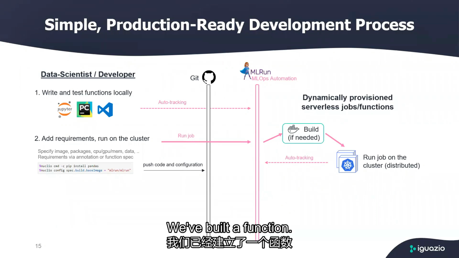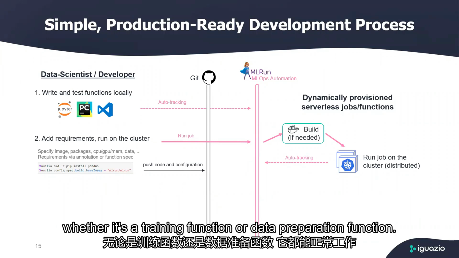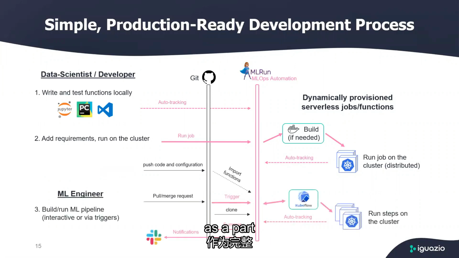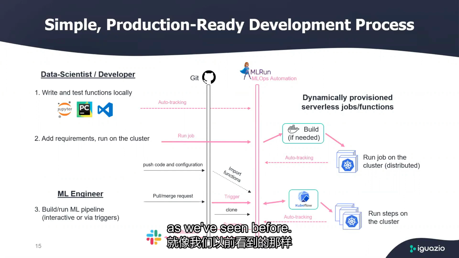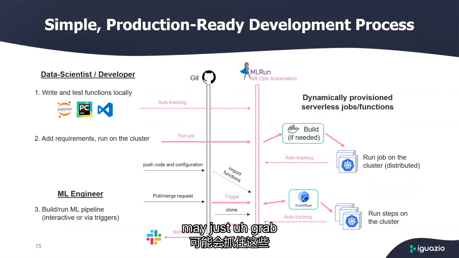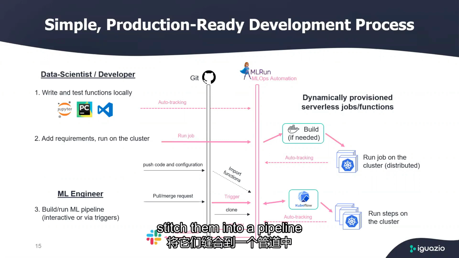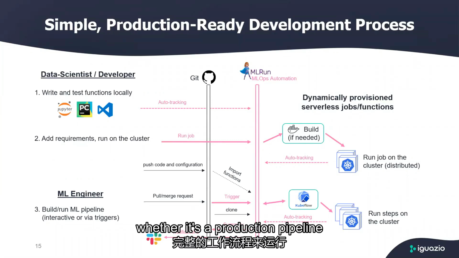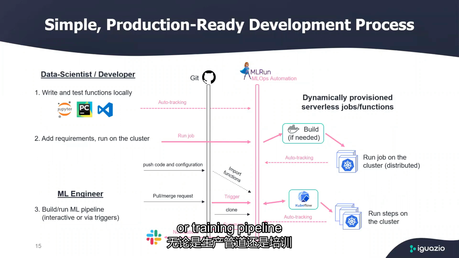Now once we've built a function and see that it works, whether it's a training function or data preparation function, we now want to run it as part of a complete workflow. So we have individual functions, as we've seen before, one for data gathering, one for training, one for validation, deployment functions, etc. Now someone else, an ML engineer or a DevOps engineer, may just grab those individual functions, stitch them into a pipeline, and run this entire pipeline as a complete workflow, whether it's a production pipeline or training pipeline or development pipeline, etc.